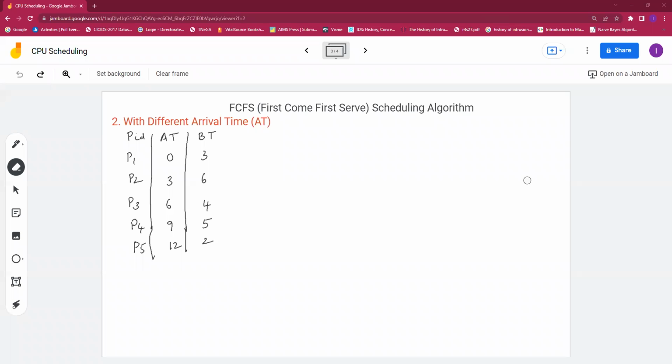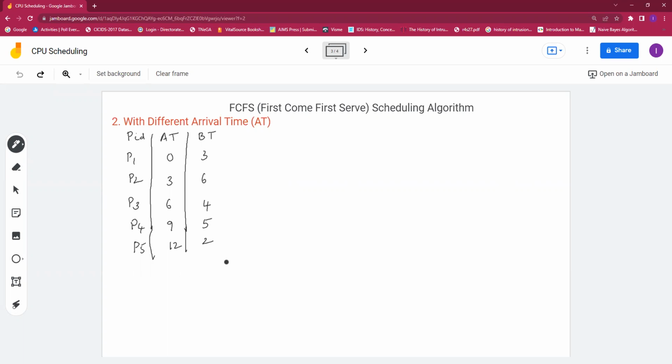Hi, in this video, we are going to see the FCFS scheduling algorithm with different arrival times. In the previous video, we saw how the FCFS scheduling algorithm works with zero arrival time, when all the processes have the same arrival time. In today's video, we are going to see the same algorithm with different arrival times.